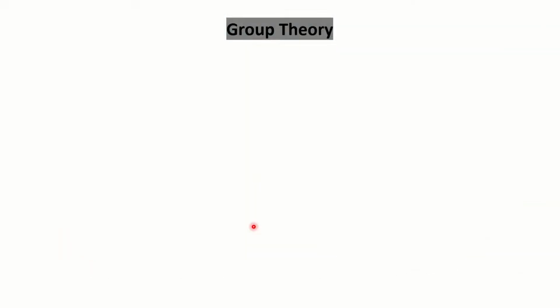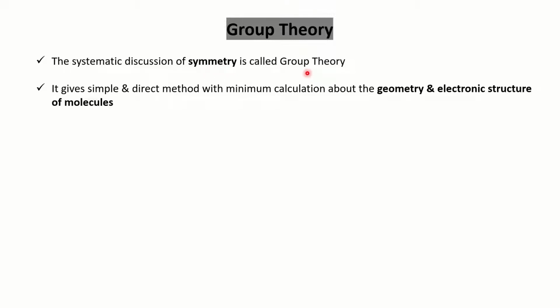So for that we will see what is group theory. Basically it is the systematic discussion of symmetry which is called group theory. Here we will categorize the molecules based on the symmetry and put it into the respective groups. So here how we do that and what is the application of group theory to find out the geometry and the electronic structure of the molecule.